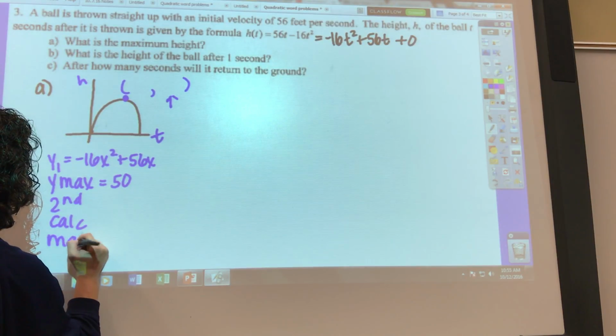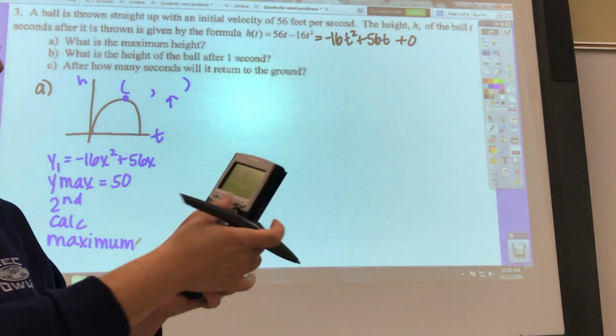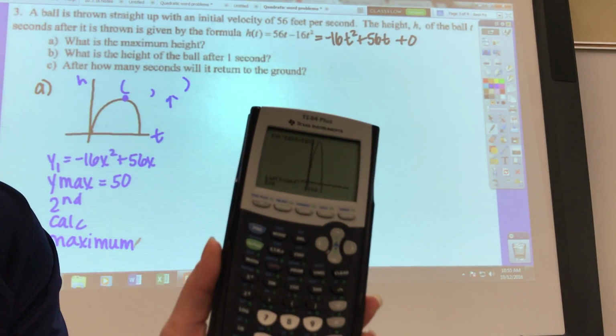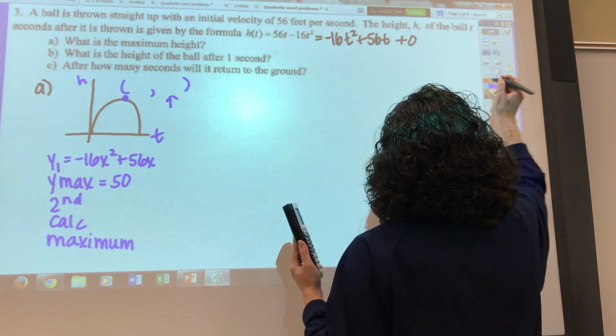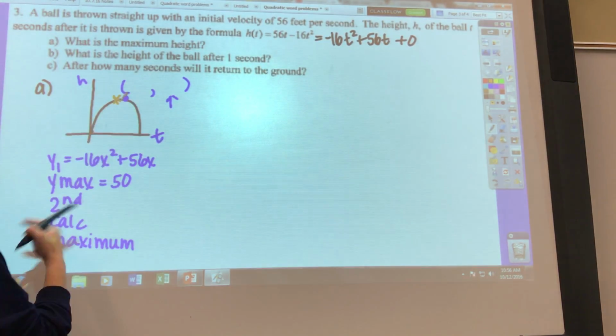I hit maximum. I want to find the maximum. So second calc, maximum, which is number 4. Now it's going to say left bound, right bound, and guess. Remember, what you do here is when it says left bound, you want to move Blinky to the left of that maximum point and hit enter.